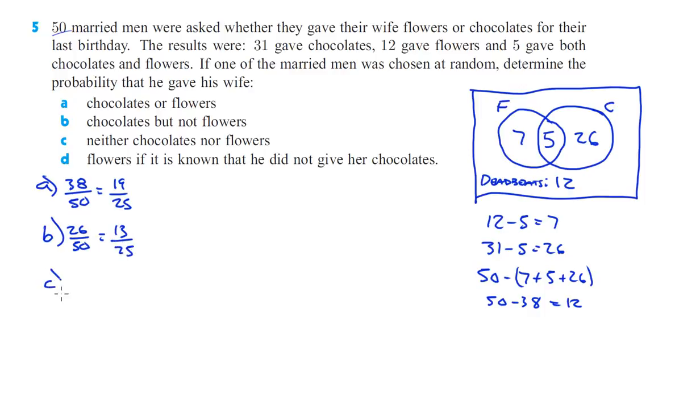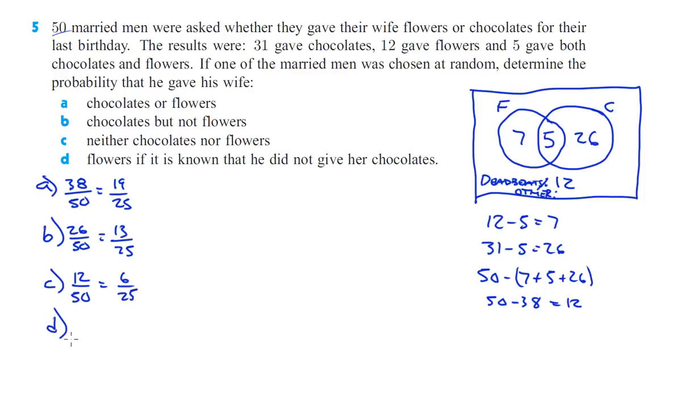Okay. C, neither chocolates nor flowers. That's the deadbeat category. Or deadbeats, we really should do deadbeats slash other. I want to believe that they did something else nice instead. So that's 12 out of 50, which is 6 over 25, right?